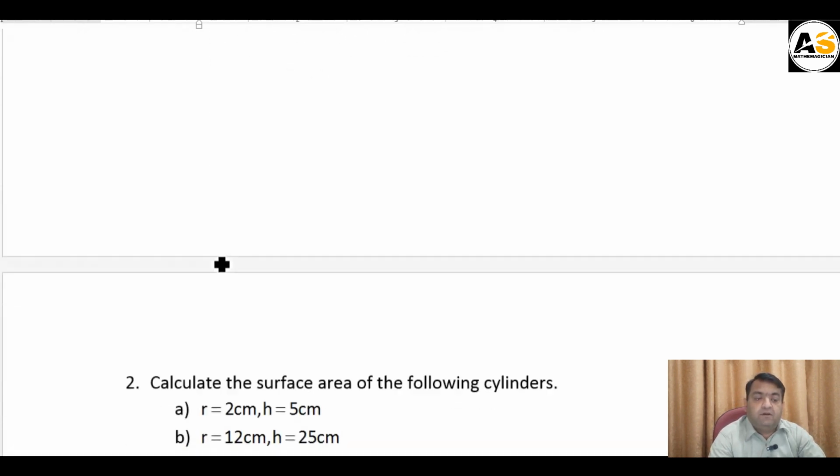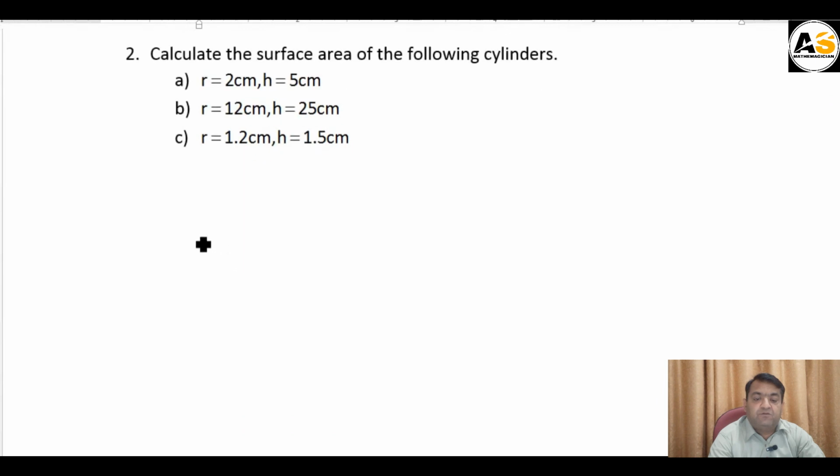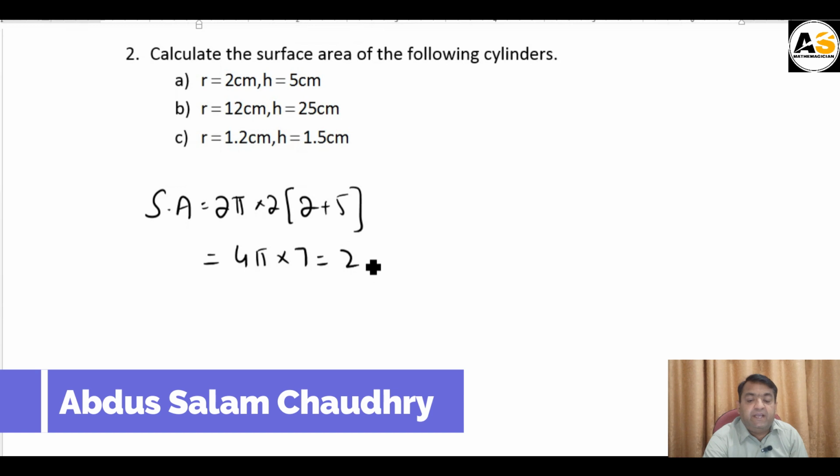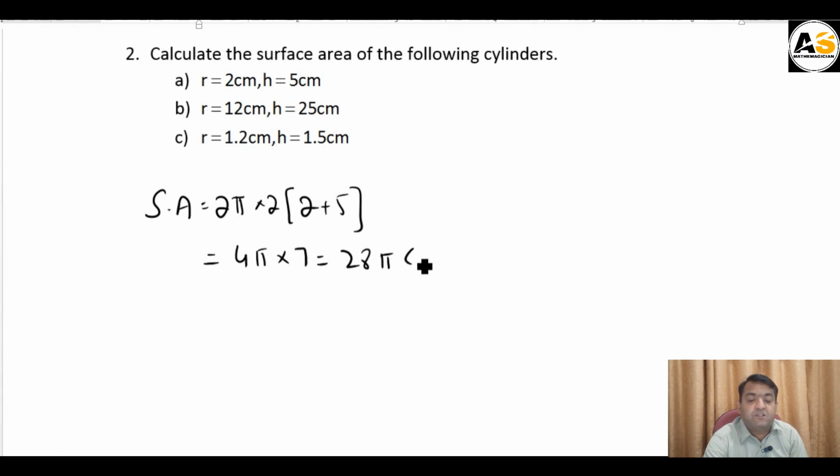We will solve one or two examples for this. We have to find the surface area of cylinders whose radius and height are given. For part 1, radius is 2, height is 5. What is the formula for surface area? Surface area is 2 pi r into r plus h. R is 2 in part 1, h is 5. This will be 4 pi multiplied by 7, 28 pi centimeter square.